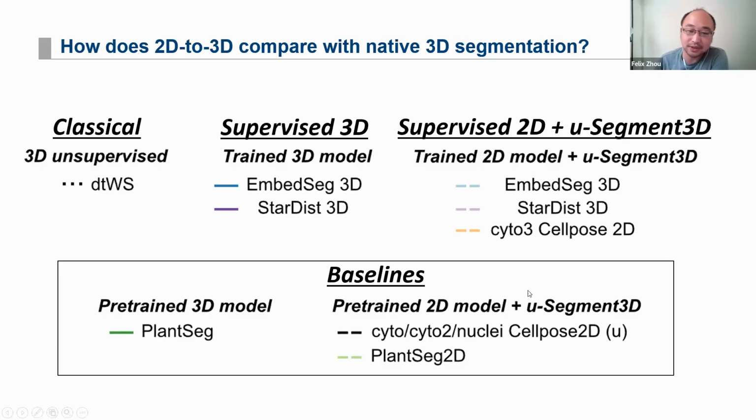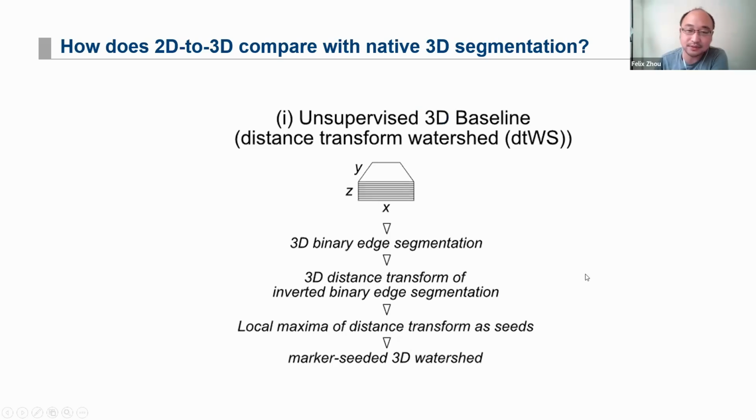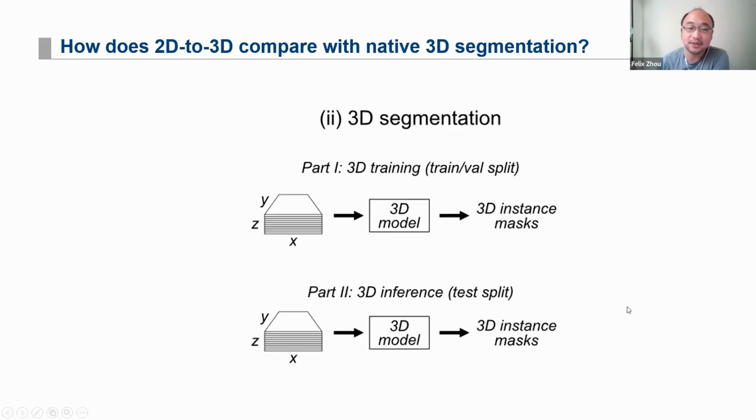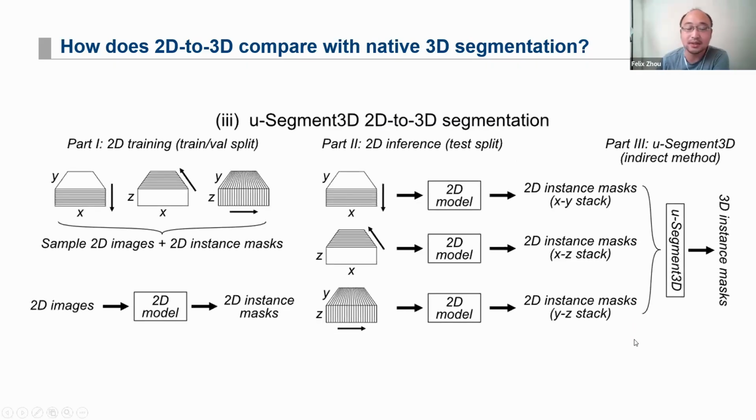This approach of training 2D. So the unsupervised 3D is very easy. It's just distance transform watershed, where we make the edge segmentation, invert it, and then just find the seeds and do the distance transform. So this is like the classical benchmark. The 3D segmentation is just you take a 3D model, take a 3D volume, and we try to predict the 3D instance masks.